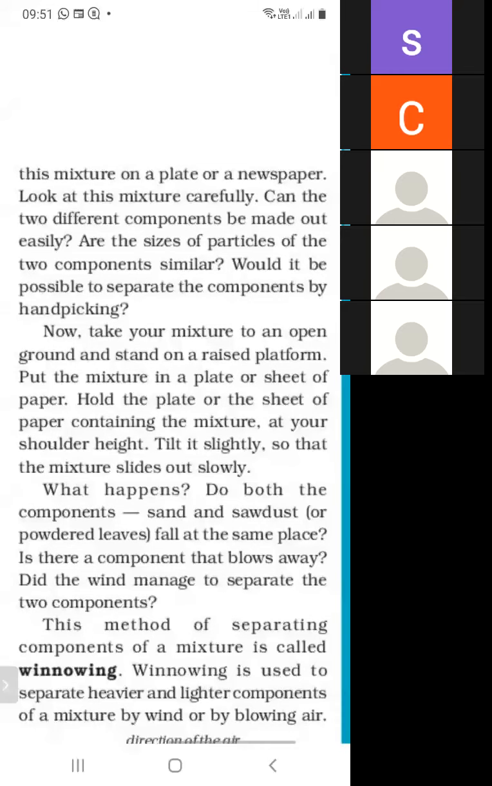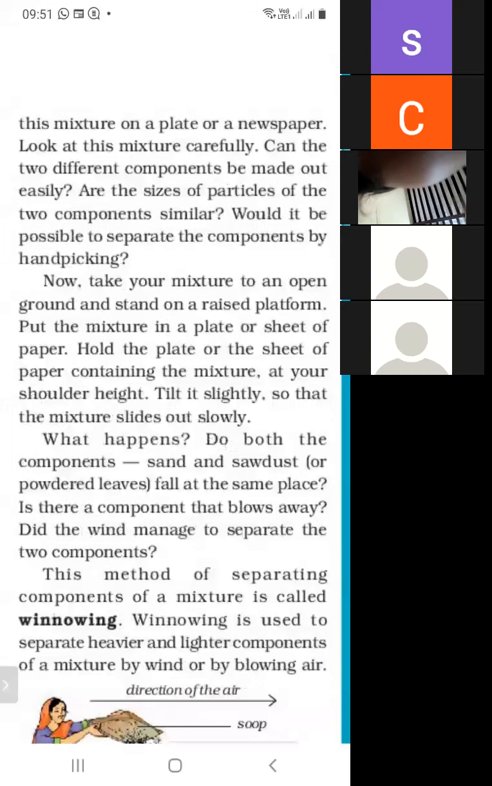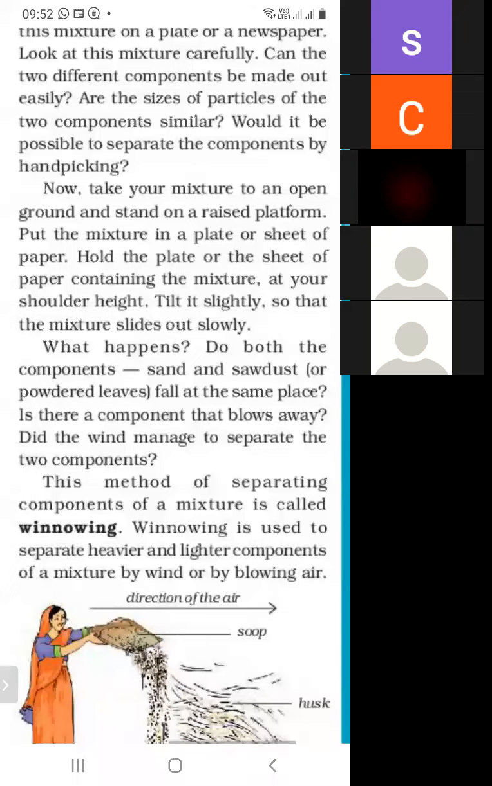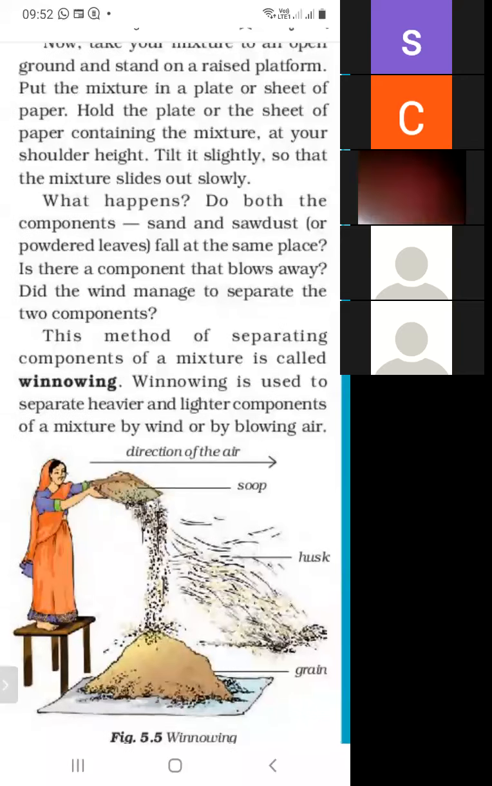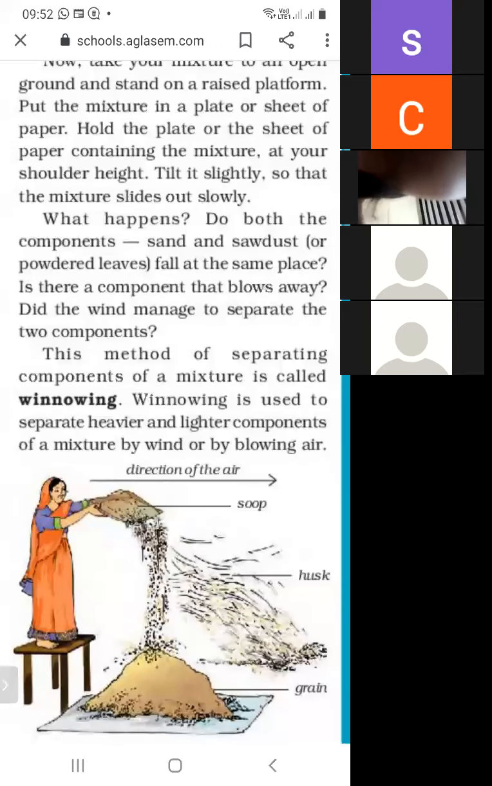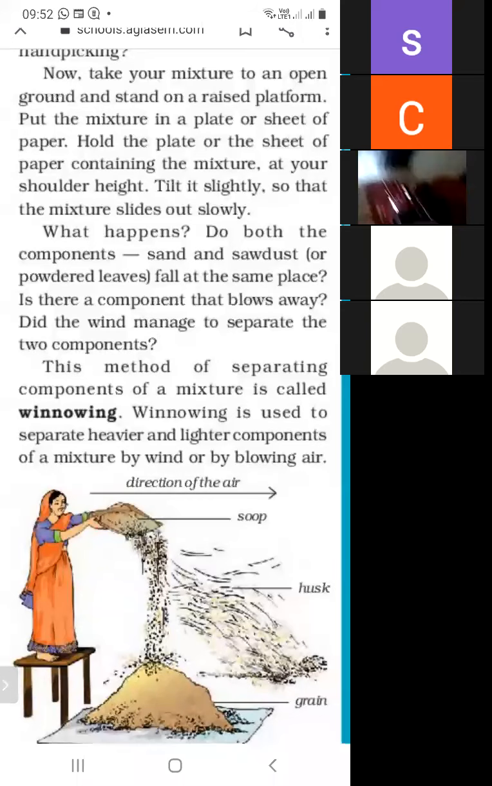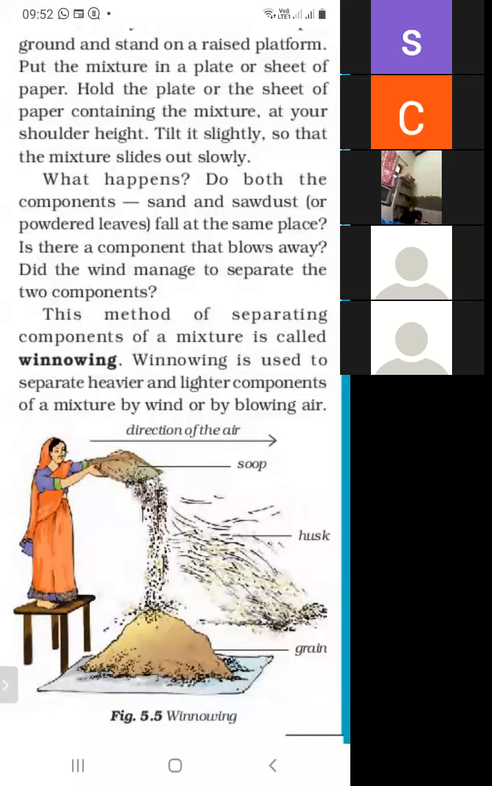Now take your mixture to an open ground. We will take this mixture to open ground, and we will stand on a raised platform as shown in figure 5.5, and we will put the mixture on a plate or a sheet of paper.